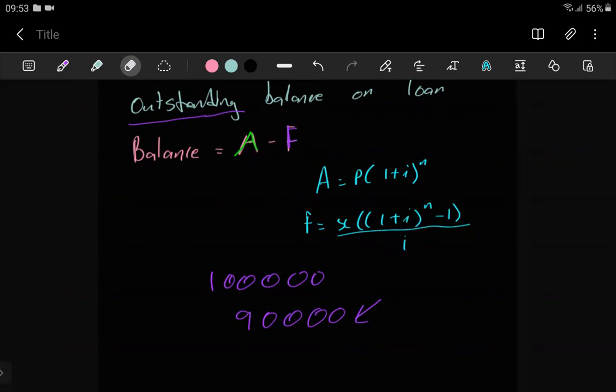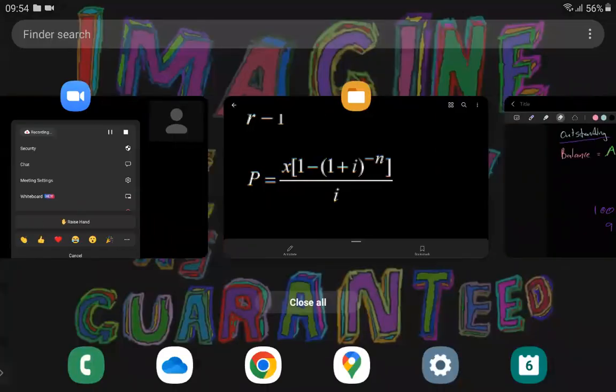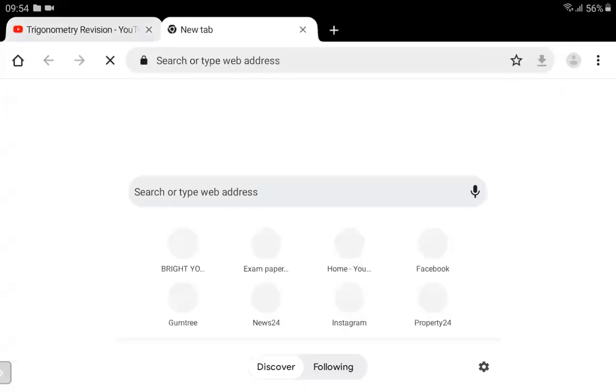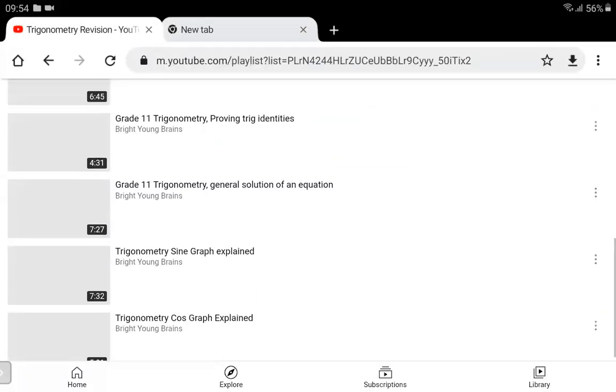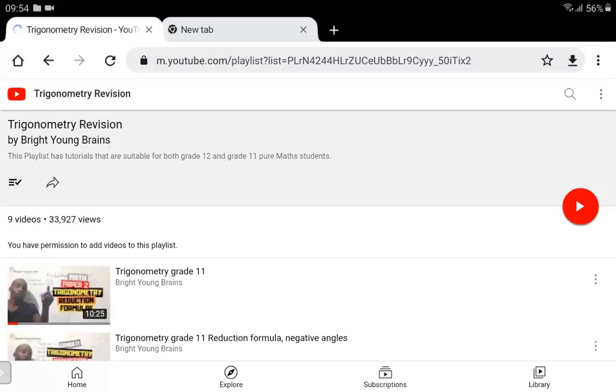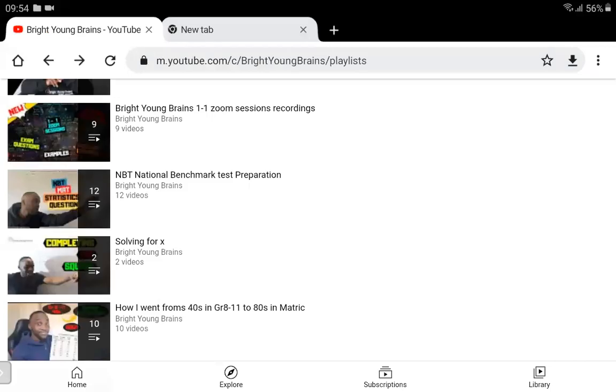So it'll be basically two separate calculations. One, here you get an answer, here you get an answer, and then you just say A minus F, you see. Okay. However, there is a different way to work out the outstanding balance on the loan. The other way to work out the outstanding balance on the loan is to use the P formula, you see.